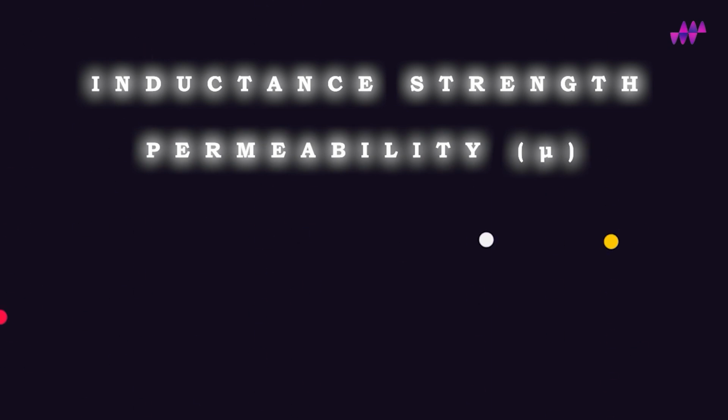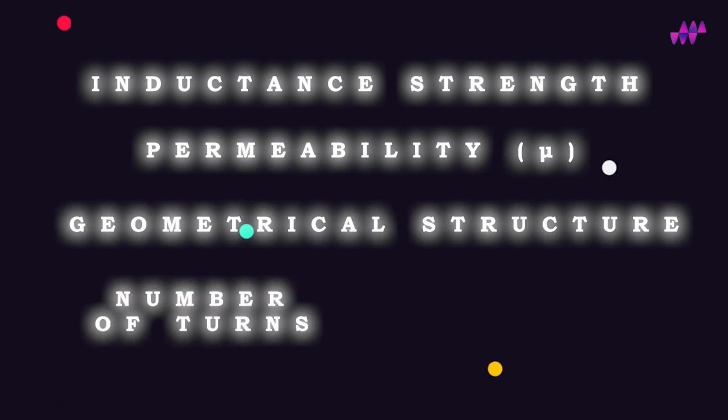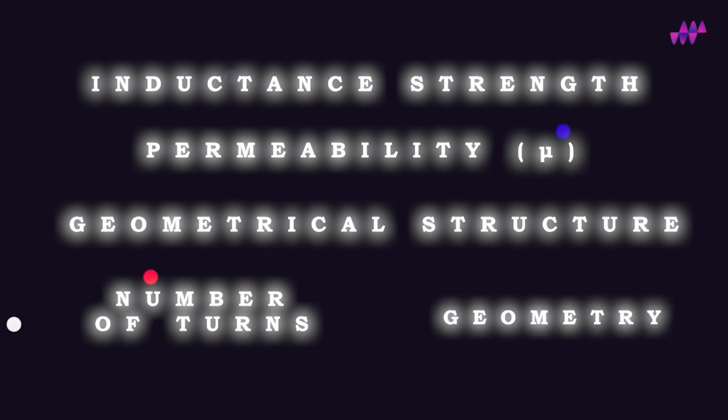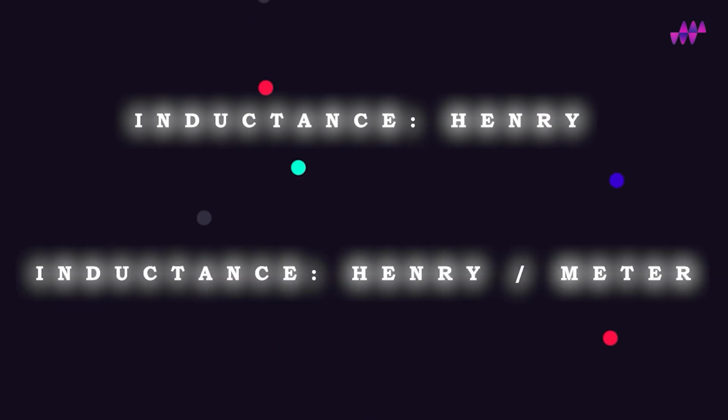The larger the permeability, the larger the inductance. Second, geometrical formation. The greater the turns of the coil, the greater the inductance. The geometry of the inductor, whose inductance is increased when the wire is shaped as a coil or helix. Material's inductance is measured in Henry, while material's permeability is measured in Henry per meter. That was the fourth element that has an effect on the electric circuit.